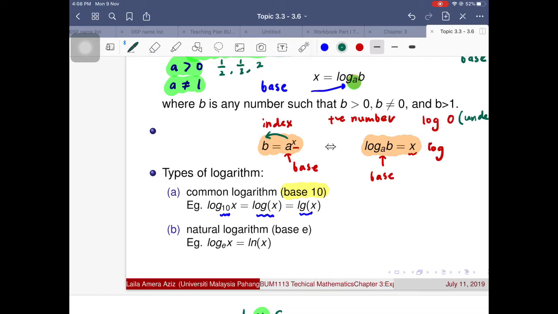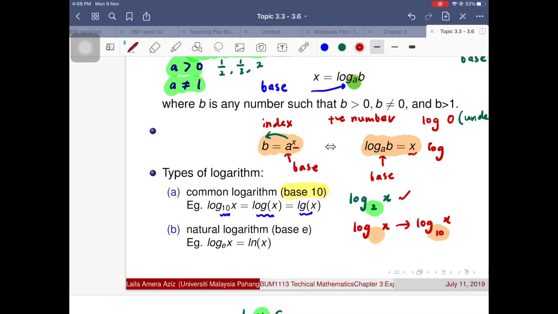But other than that, the base should be written. For example, if I have log base 2 of x, then I have to write the 2. Or else, if it's not written, for example, if you come across something like log of x, this is actually representing log of x to the base of 10. If it's not written, automatically it will be a base of 10. But if it's some other base, then it should be written like what I had over here.